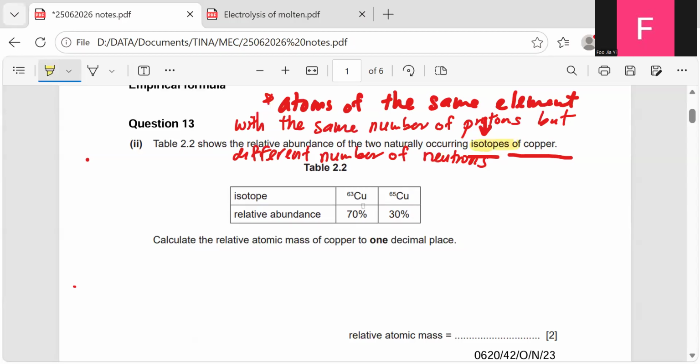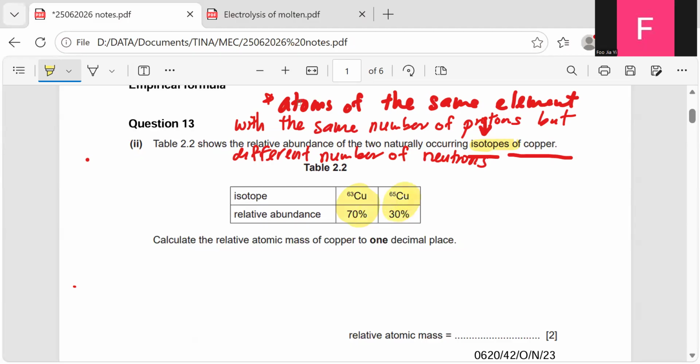So isotopes can be like carbon 12, carbon 13, carbon 14. The isotopes have different percentages of isotopes in the world. So if they give you percentage of copper, 70% is 63, 30% is 64.